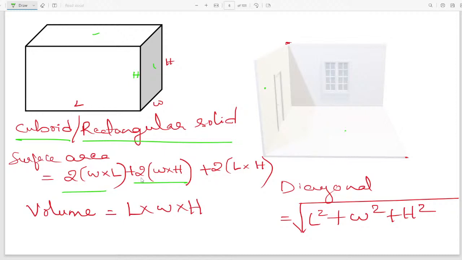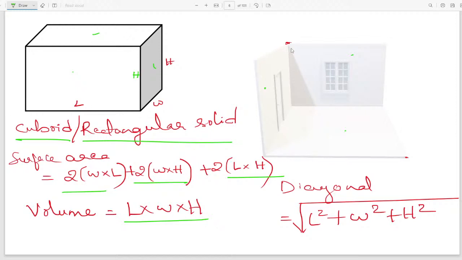So the surface area will be 2 into W into H plus the backside one, the L into H, the front one and the backside face. These 2 faces are the same. The area would be the same, L into H. So the surface area is given by the formula 2 into W into L, that is width into length, plus 2 into W into H, width into height, plus 2 into L into H, length into height. Then volume is given by L into W into H.